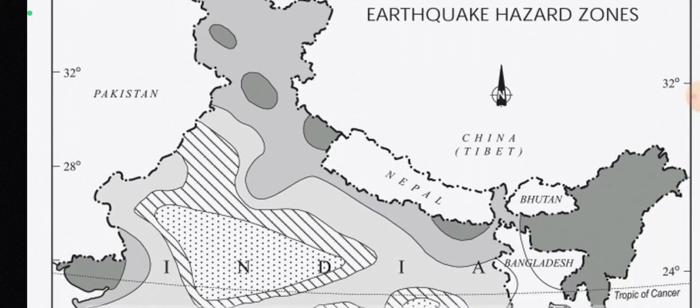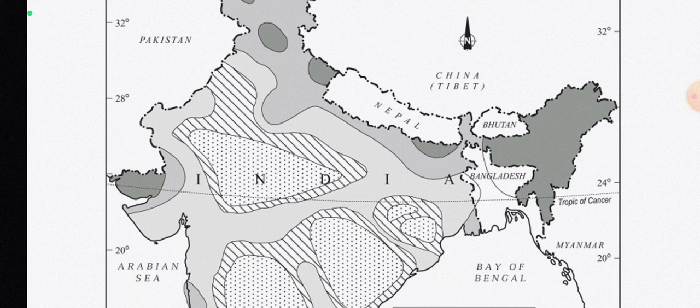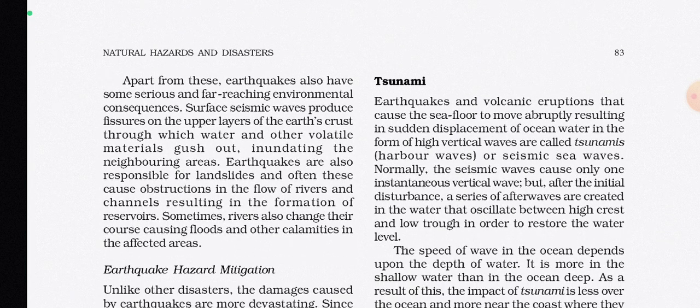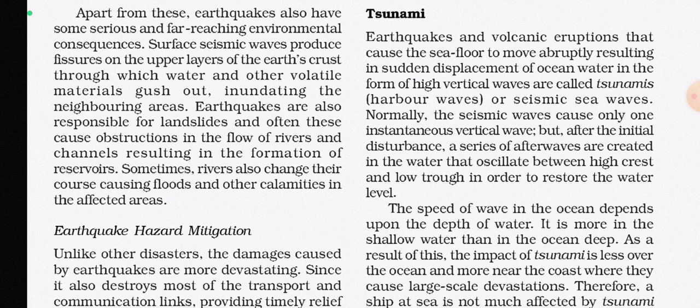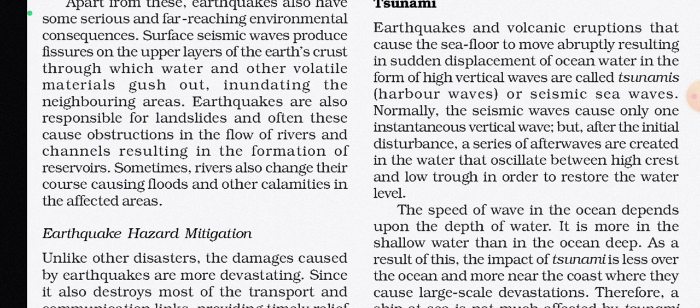ये possible chain effects मतलब आई थिंक क्या बोलना चाहते हैं, ओके तो इफेक्ट्स ऑफ अर्थक्वेक्स आपको पता ही होंगे। चलो अब चलो यहाँ से, इतनी इंपॉर्टेंट कुछ चीज़ें आने वाला नहीं है, लग रहा है तो उतनी इंपॉर्टेंट नहीं है, फिर भी एक बार देख लेते हैं। अपार्ट फ्रॉम दिस अर्थक्वेक्स ऑल्सो हैव सम सीरियस एंड फार रीचिंग एनवायरमेंटल कॉन्सिक्वेंसेज। Surface seismic waves produce fissures on the upper layers of the earth's crust, through which water and other volatile materials gush out, inundating the neighboring areas. Earthquakes are also responsible for landslides, and often these cause obstructions in the flow of rivers and channels, resulting in the formation of reservoirs. Sometimes rivers also change their course, causing floods and other calamities in the affected areas.